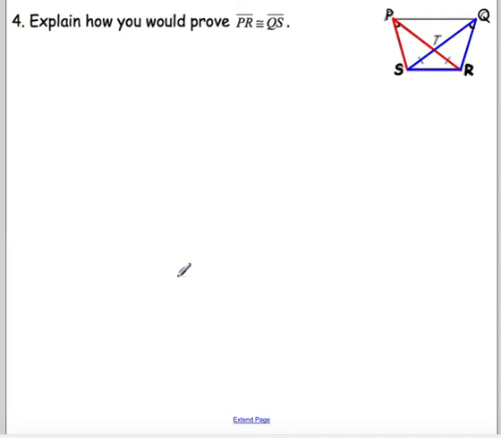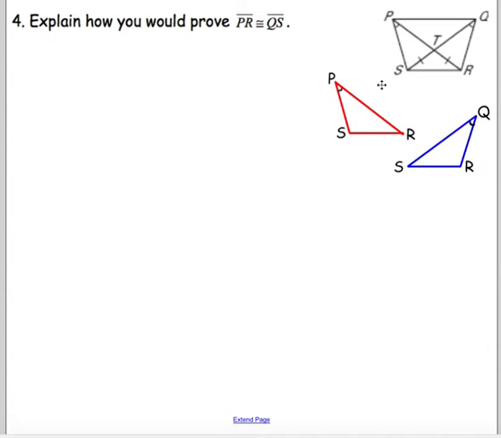The next one explains how you would prove segment PR congruent to QS. In this picture, we've got some overlapping triangles, and I've tried to make them where we can separate them and see them. I've got this triangle that goes from P to S to R, and I've got a triangle that goes from S to R to Q.